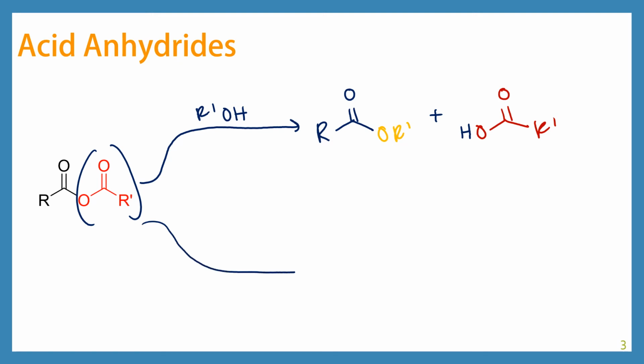We can also add in an excess of an amine. Again, same rules. You can do this with a primary or a secondary. And you're going to have an excess that you can do the deprotonation. And you will end up with an amide, as well as a carboxylate side product.